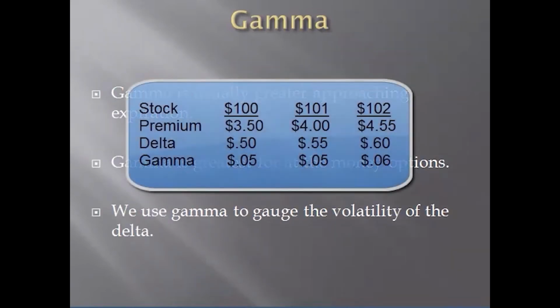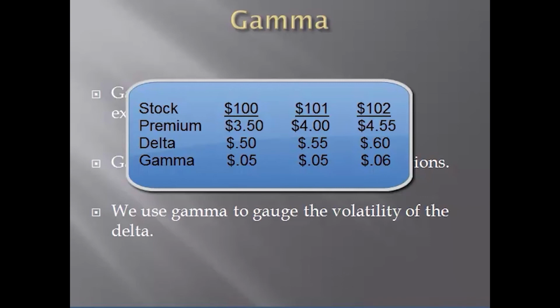Now we also use gamma to gauge the volatility of the delta. If our stock moves up $1, our option price moves up by the delta. We know that now. But what will our new delta be? Well, we know how to find that now by using the gamma.